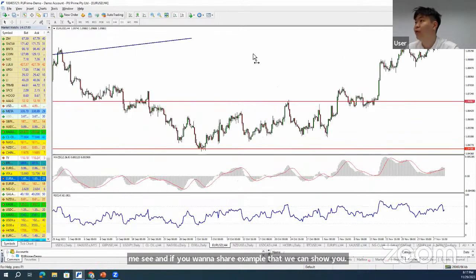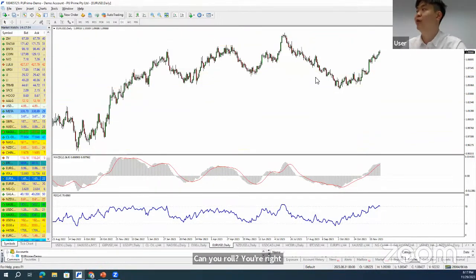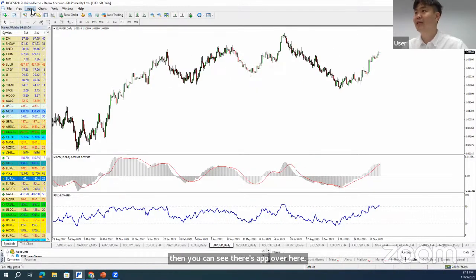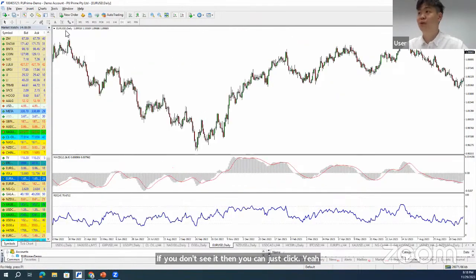Okay, Euro is one of the good considerations for us to draw a Fibo. So how can we draw a Fibo? We need to use the MT4, and then you can see there is an F over here. If you don't see it, then you can just click Insert, Fibonacci, Retracement. So you can just click it.